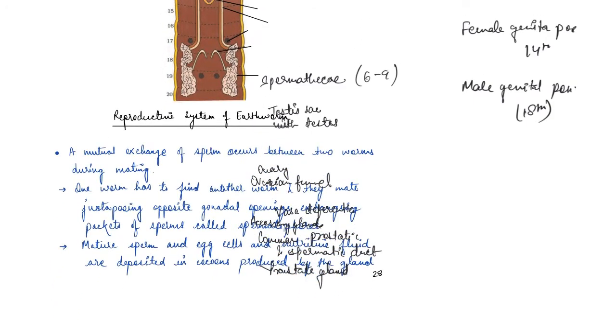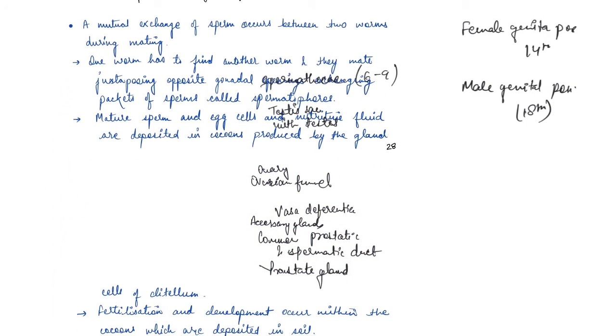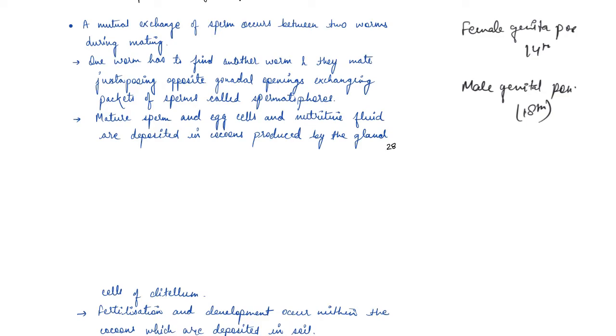Now, basically, how do reproduction and fertilization happen? There is a mutual exchange of sperm between two worms. Although they are hermaphrodite, there is no self fertilization occurring. One worm has to find another worm, and they mate juxtaposing opposite gonadal openings, exchanging packets of sperms which are known as spermatophores.